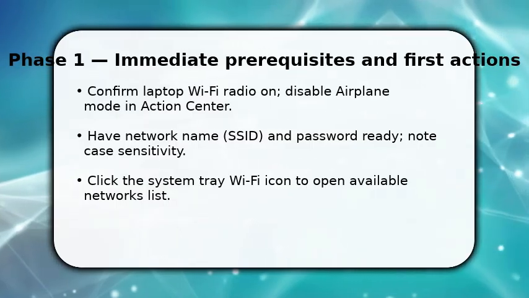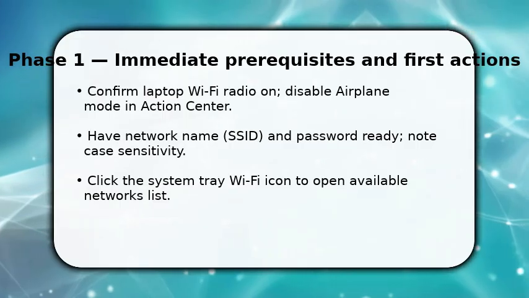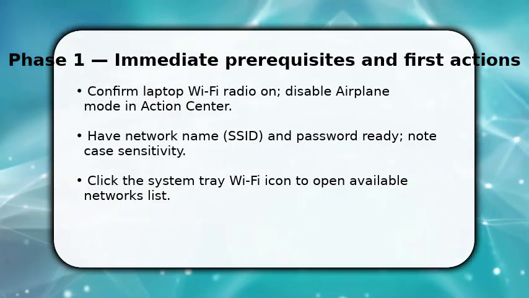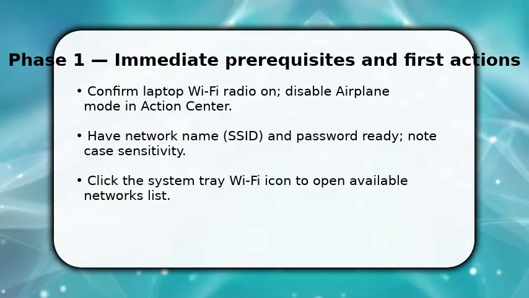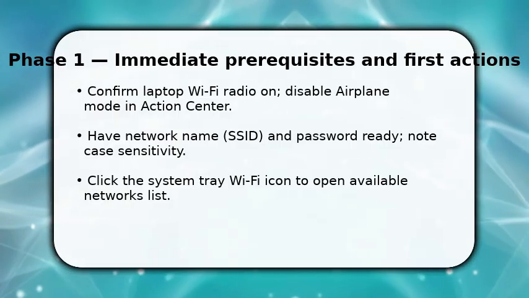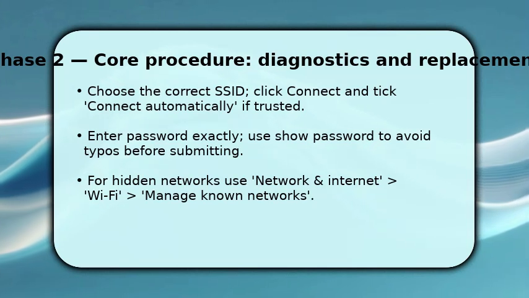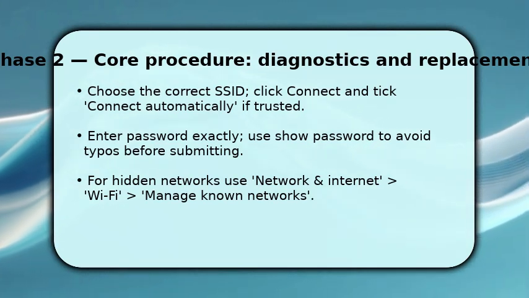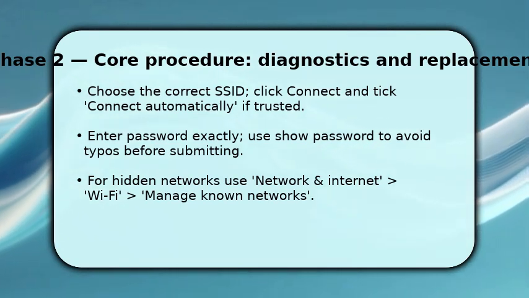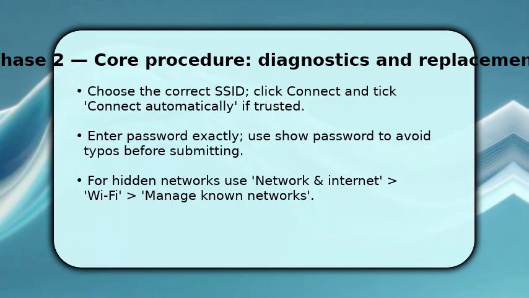This reveals nearby SSIDs. You should have the network name and password ready, since passwords are case sensitive. Now that the network list is visible, move to selecting your target SSID. After the SSID appears, click it and choose Connect. Make sure to check Connect automatically only for trusted networks because it affects future behavior.